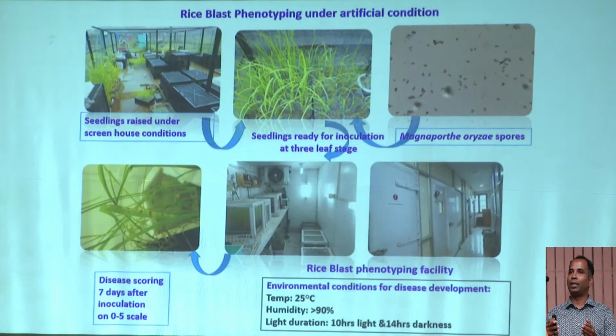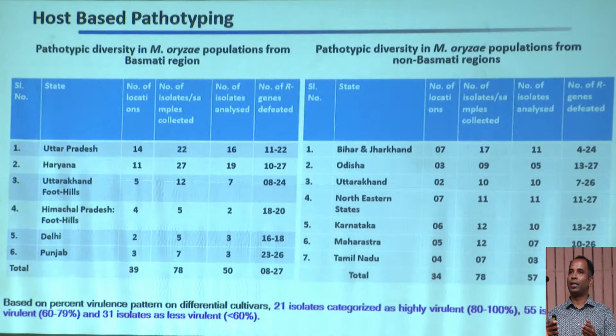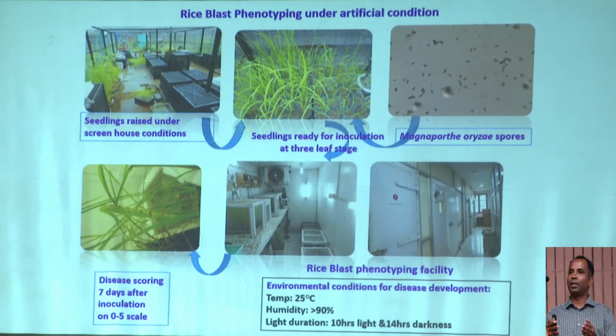Line we grow in pots and that kind of thing. Once the seedling is ready, around the 3-leaf stage, which takes around 15 to 21 days, then in parallel we multiply the isolates and inoculate them in the phenotyping chambers. The condition is temperature 25 plus or minus 1, and humidity should be more than 90%.